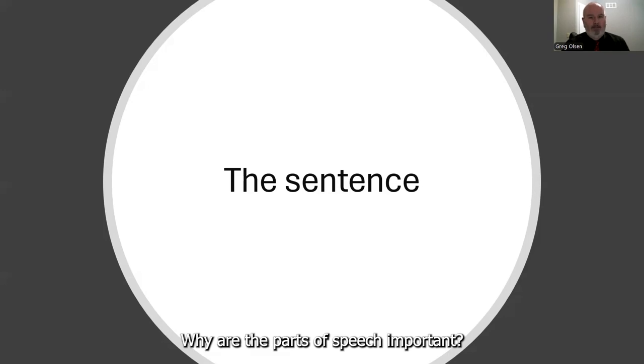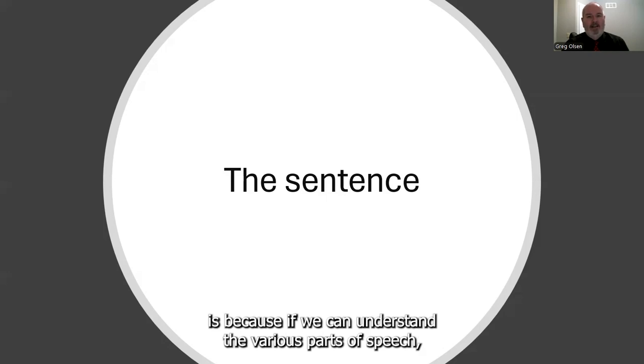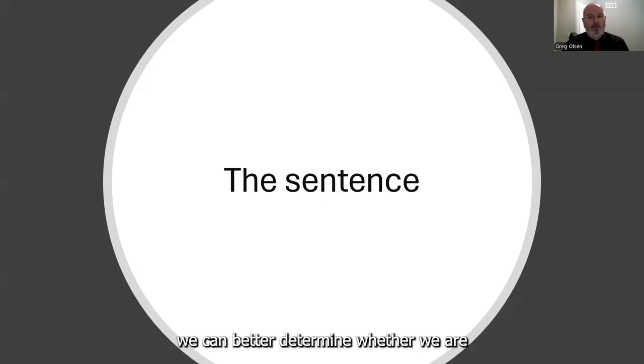Why are the parts of speech important? Well, the reason the parts of speech are important is because if we can understand the various parts of speech, we can better determine whether we are writing complete sentences or not. So let's look at this sentence and see how the parts of speech work in.